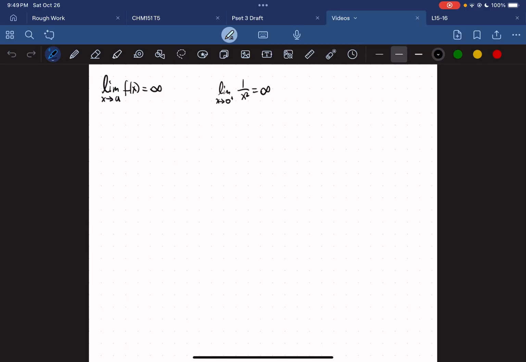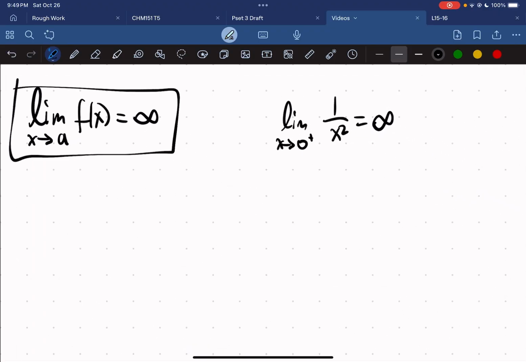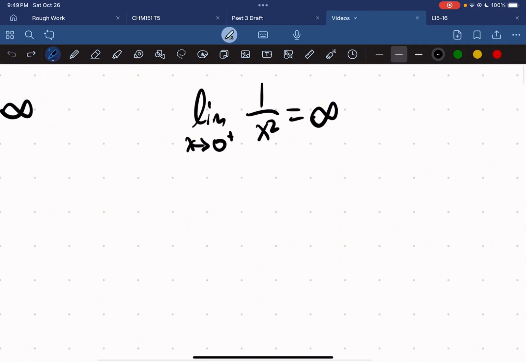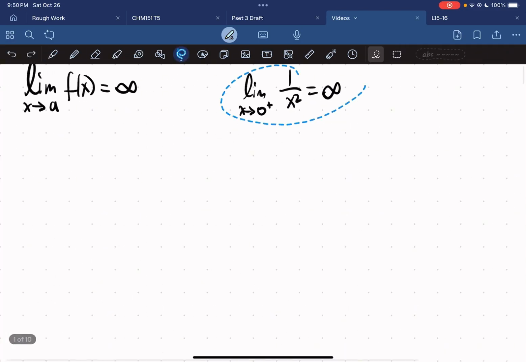So in this video, we'll be covering the structure of an epsilon delta proof. As you can see, this is no longer a real number. This is now infinity. So how do we prove this? I'll be using this one as an example. Okay, so first off, we should write the definition.